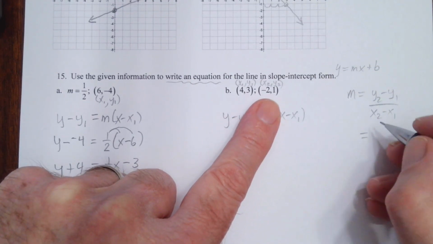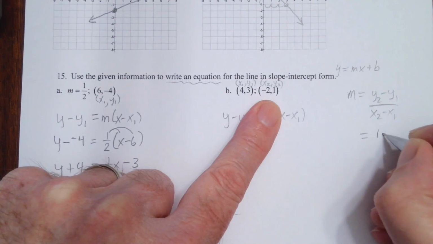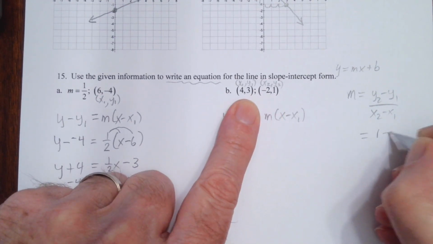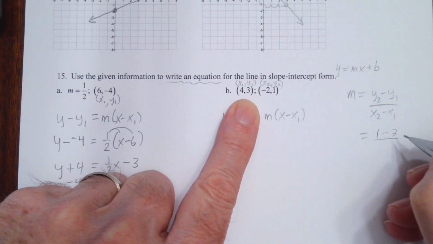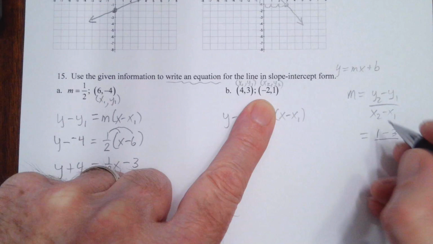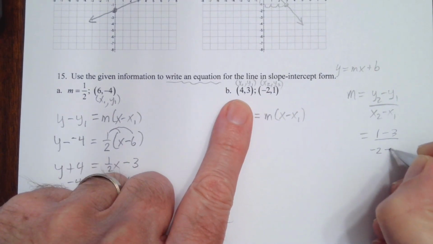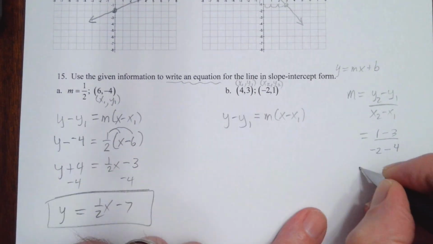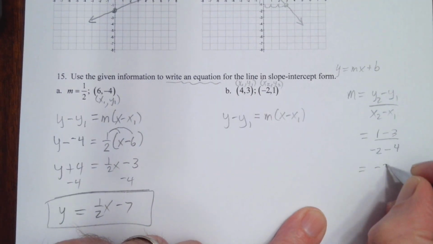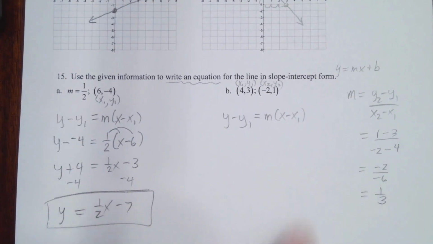So y sub 2 is the y value of the second point, so that's 1, minus the y value of the first point, which is 3. And then it's x sub 2, the x value of the second point, negative 2, minus the x value of the first point, which is 4. So we're going to get negative 2 over negative 6, which reduces to 1/3. Remember, a negative divided by a negative is a positive.